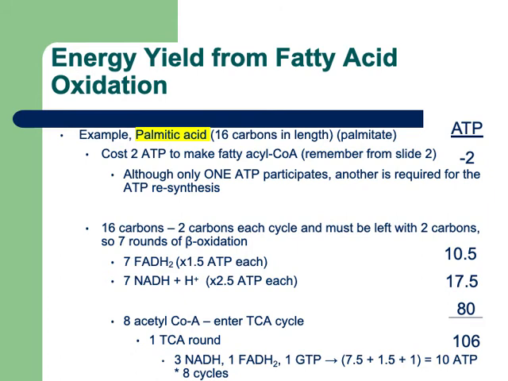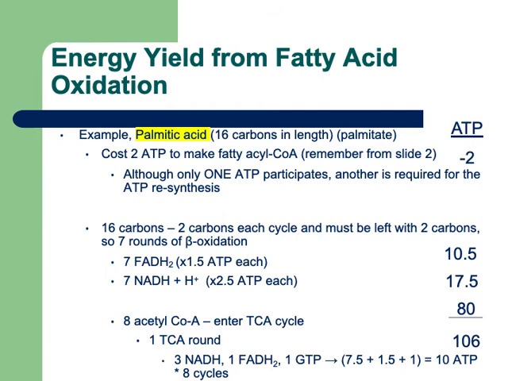Now let's talk about the acetyl-CoA that's produced. So we have 8 acetyl-CoA produced because we have a 16 carbon palmitic acid. So 16 carbons divided by 2 carbons removed each cycle of beta oxidation means that we have 8 acetyl-CoA produced, which enter the citric acid cycle or the tricarboxylic acid cycle.